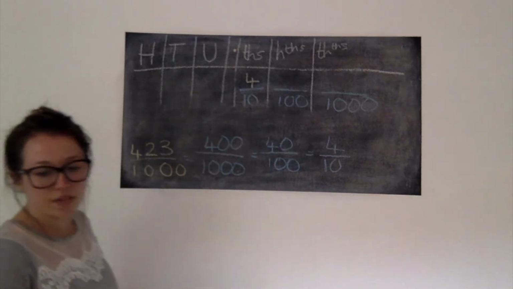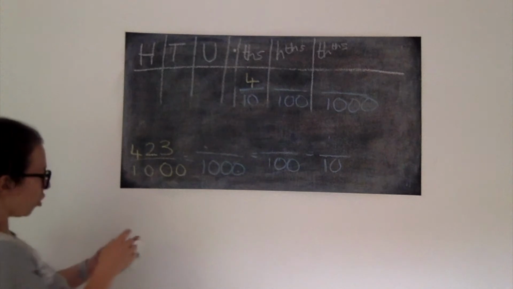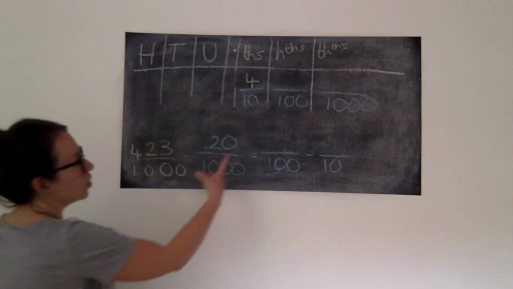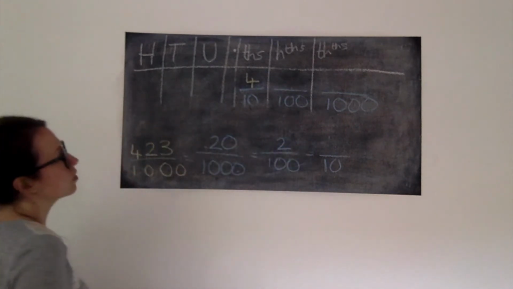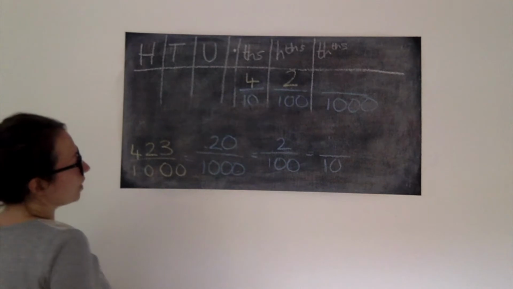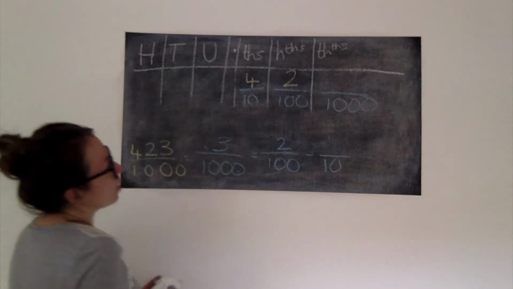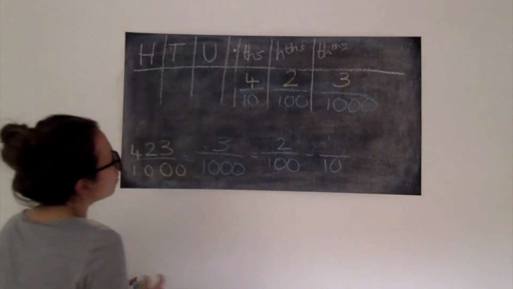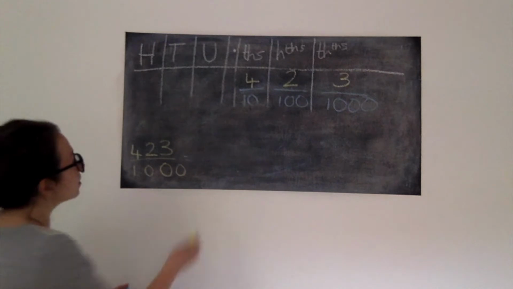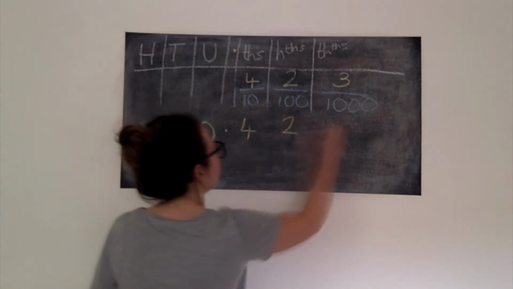So that's this here. The next part, if we're going to partition this, is we've got the 2. So that's part of our 20 thousandths. So we can partition our 20 thousandths to 2 hundredths. So putting that in our place value grid, we've got 2 hundredths. And then left, we've got our 3. So our 3 thousandths just stays the same as 3 thousandths. So we can pop that into our place value grid up here. So as a decimal, we can now write 423 thousandths as 0 wholes, our decimal point, 4, 2, 3.